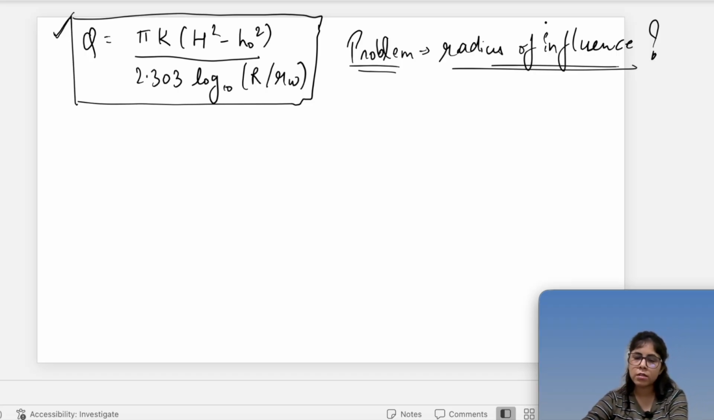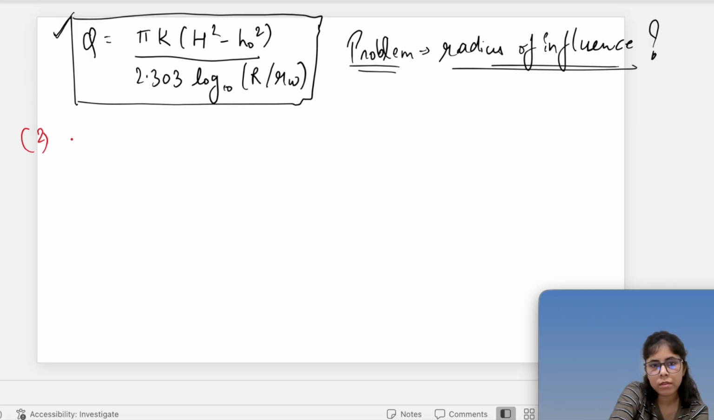So to solve this, there comes Thiem's formula. So the second thing is Thiem's formula.